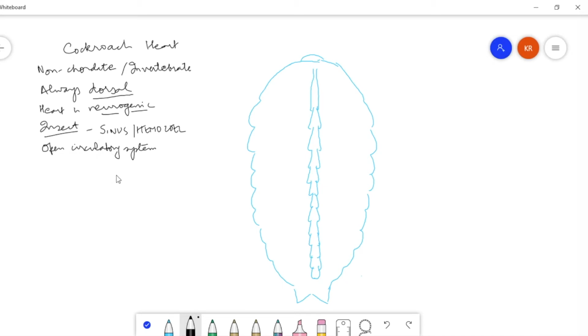Now in a cockroach, suppose we draw a broad diagram for the transverse section of the cockroach, where this is the dorsal part and this is the ventral side. Then we can divide this into three areas. So this is one sinus, this is the second sinus, and the third sinus.